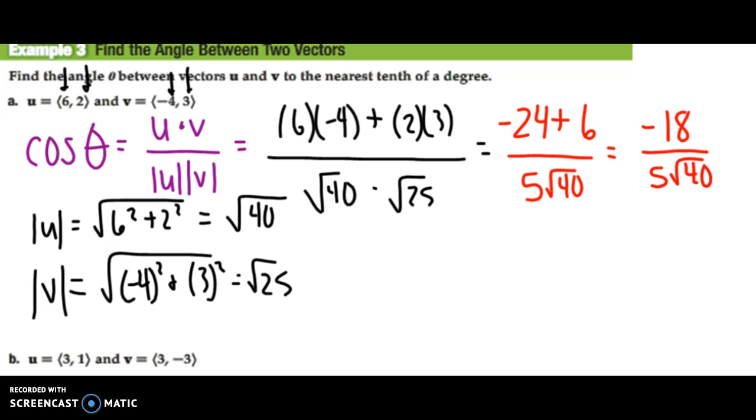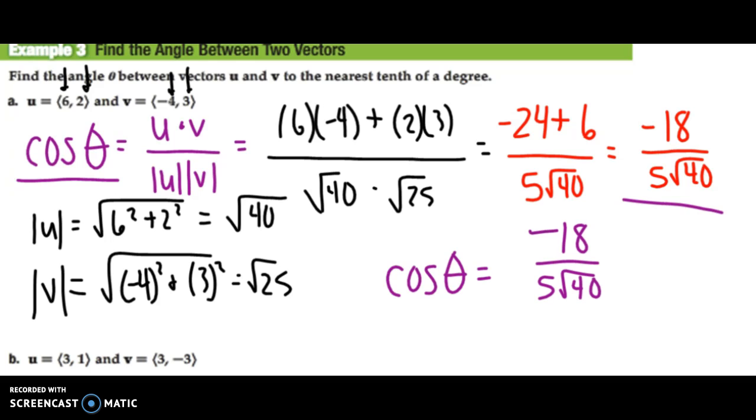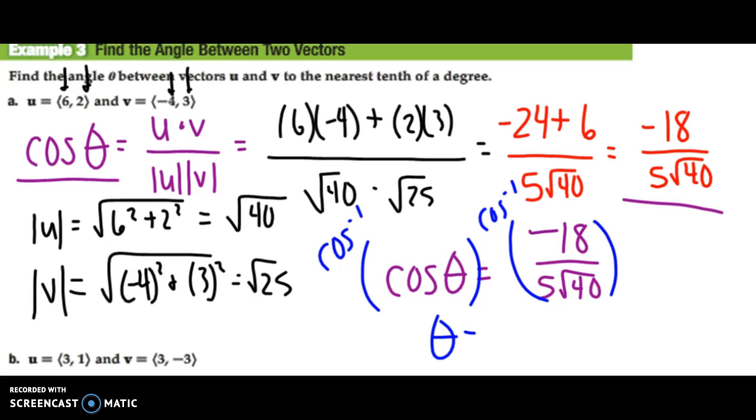Now we could simplify this a little bit farther. The nice thing is our calculator is actually going to do this. So that means that cosine of theta is equal to this. If I want to figure out my angle, if cosine theta is equal to negative 18 over 5 square roots of 40, I have to take the inverse cosine of both sides. And I find that theta, to the nearest tenth of a degree, ends up being approximately 124.7 degrees.